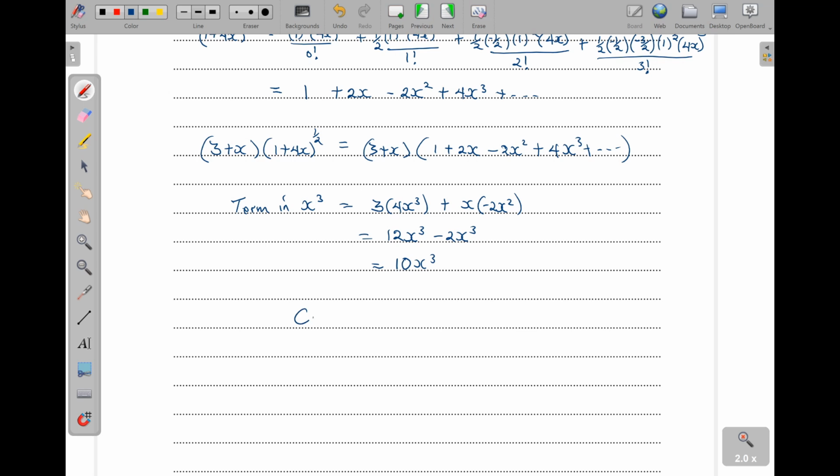So I'll conclude by saying coefficient. Don't leave your answer here, because that is the term in x cubed. So the coefficient of x cubed is going to be equivalent to 10. Then others, instead of writing the word coefficient, write x cubed is equal to 10. That is also wrong.